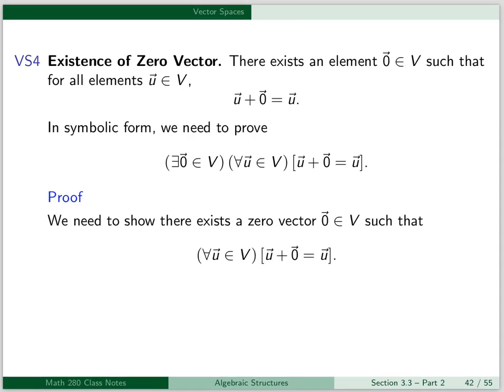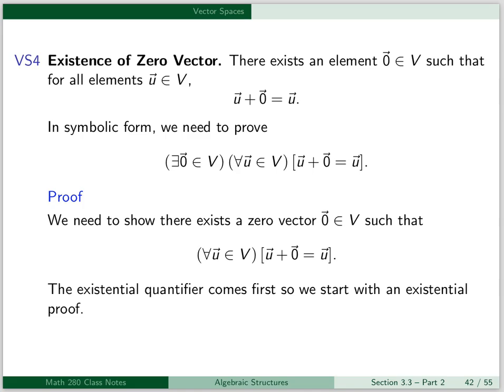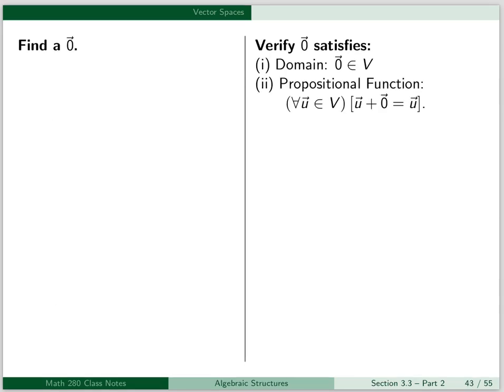So we need to show there exists a zero vector 0 in V such that for all u in V, u plus 0 equals u. And the existential quantifier comes first, so we start with an existential proof. We set up our two columns, and we'll write for our zero vector z1, z2.